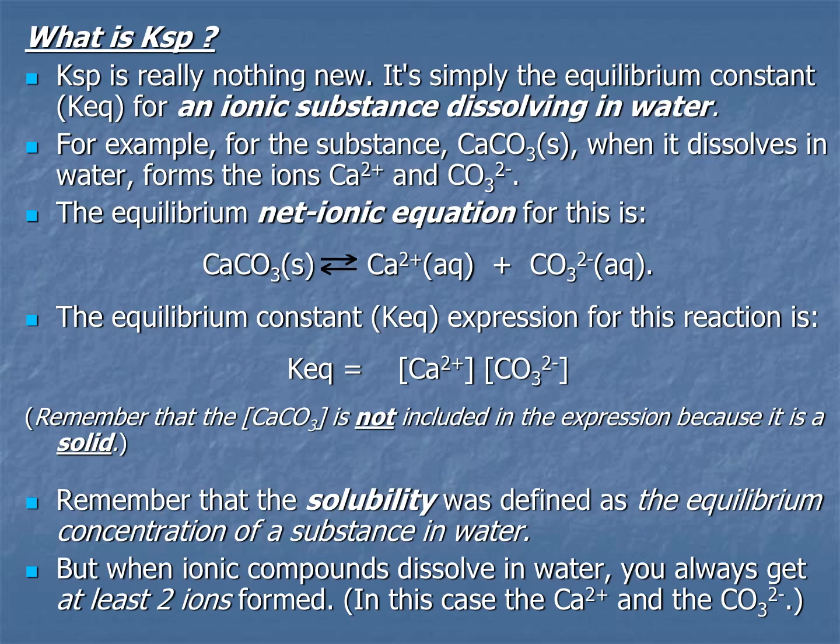So first, what is Ksp? Ksp is really nothing new. It's simply an equilibrium constant, just like Keq or all the other Ks, but this time it's specifically for an ionic substance dissolving in water. So for example, if we have calcium carbonate, a solid, when it dissolves in water, it forms calcium ions and carbonate ions. So to write the equilibrium net ionic equation, we have our solid using equilibrium arrows with its ions.